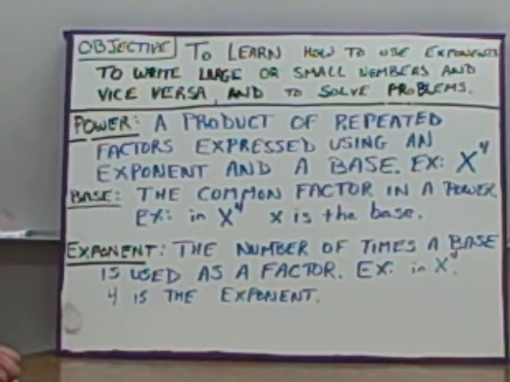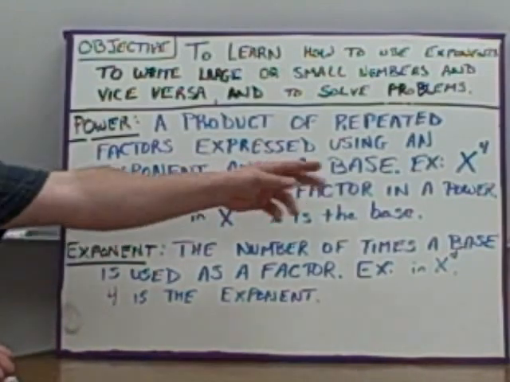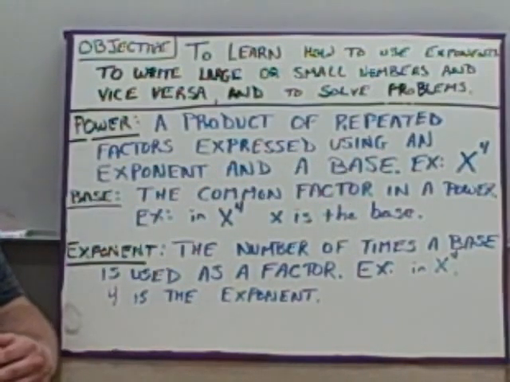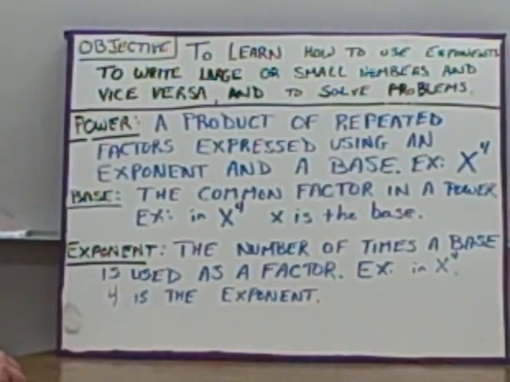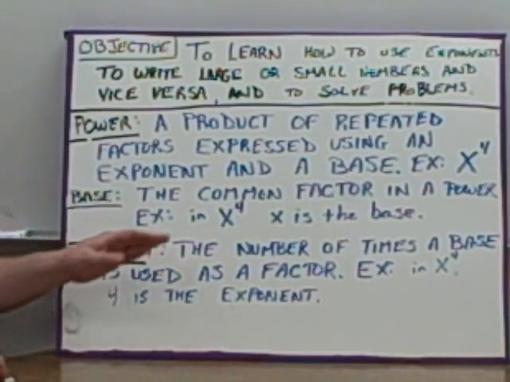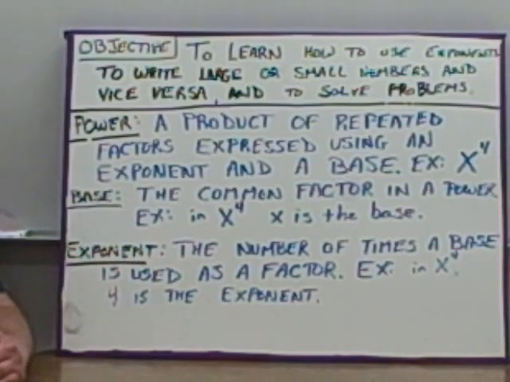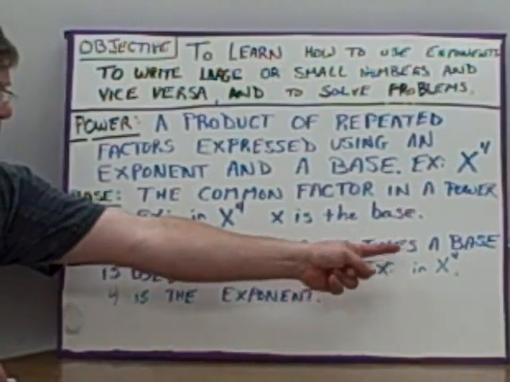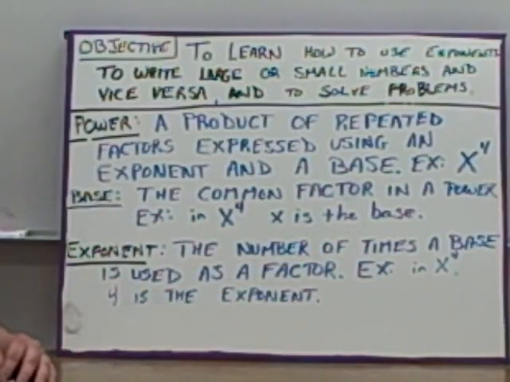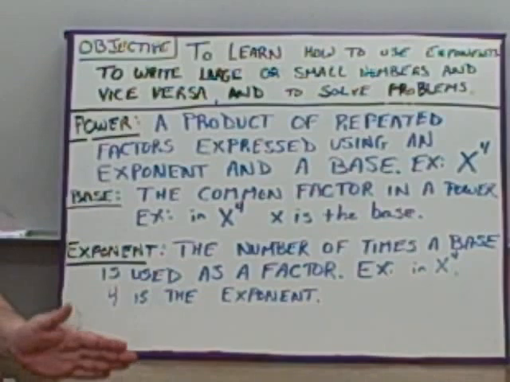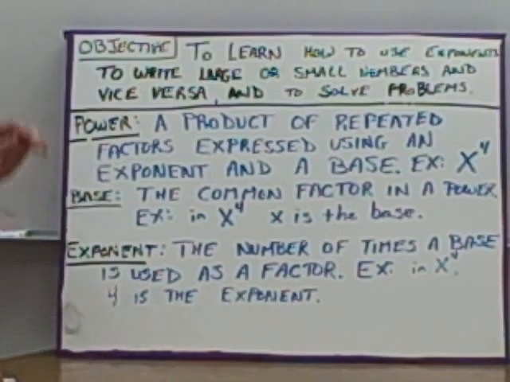Power. Power is a product of repeated factors expressed using an exponent and a base. For example, you have x to the fourth power. The base is the common factor in a power. In the example x to the fourth, x is the base. The exponent is the number of times a base is used as a factor. In the example x to the fourth, 4 is the exponent, and that would be x times x times x times x. X times itself 4 times.